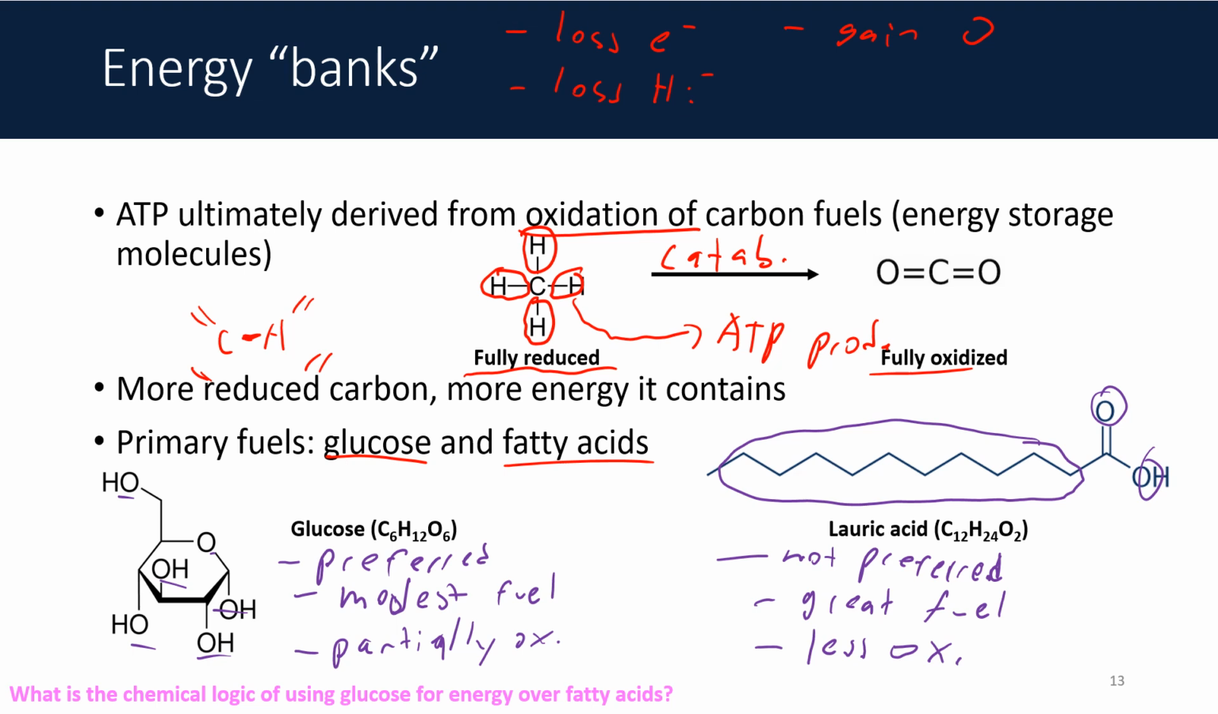So I have this question that I'm posing to you. What is the chemical logic of using glucose for energy over fatty acids, even though the carbon hydrogen to oxygen ratio is much larger in lauric acid than it is in glucose? Pause the video and think about it for a minute. And once you do, you may realize that there are several differences between sugars and fats, one of them being solubility.